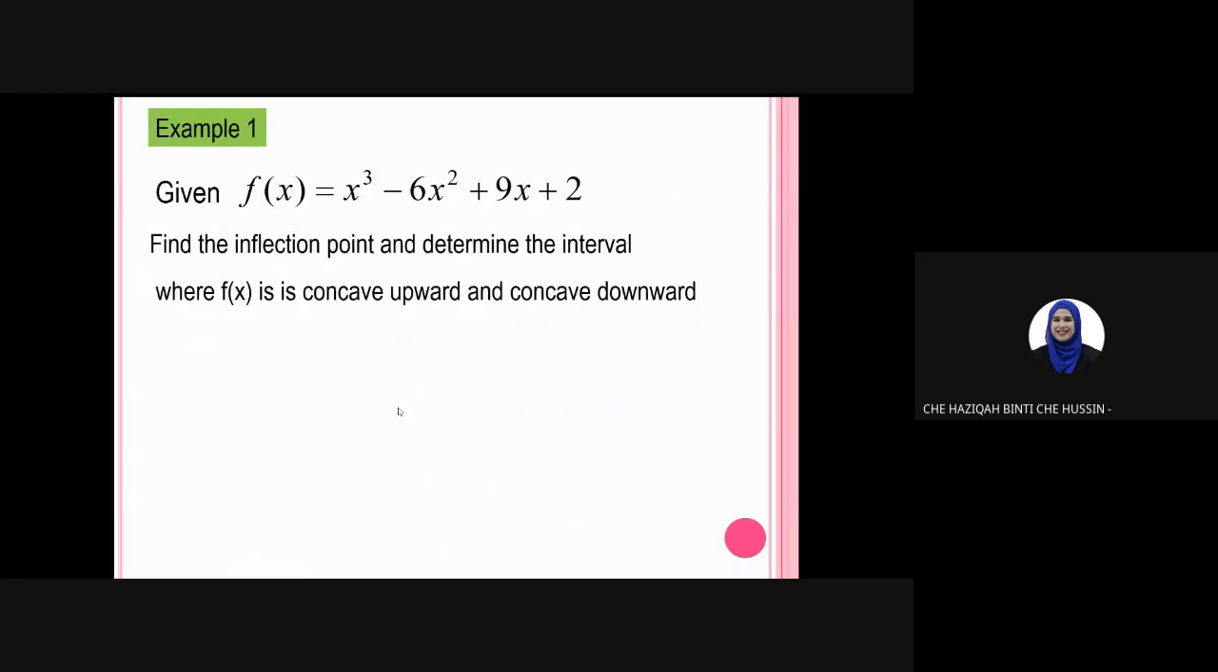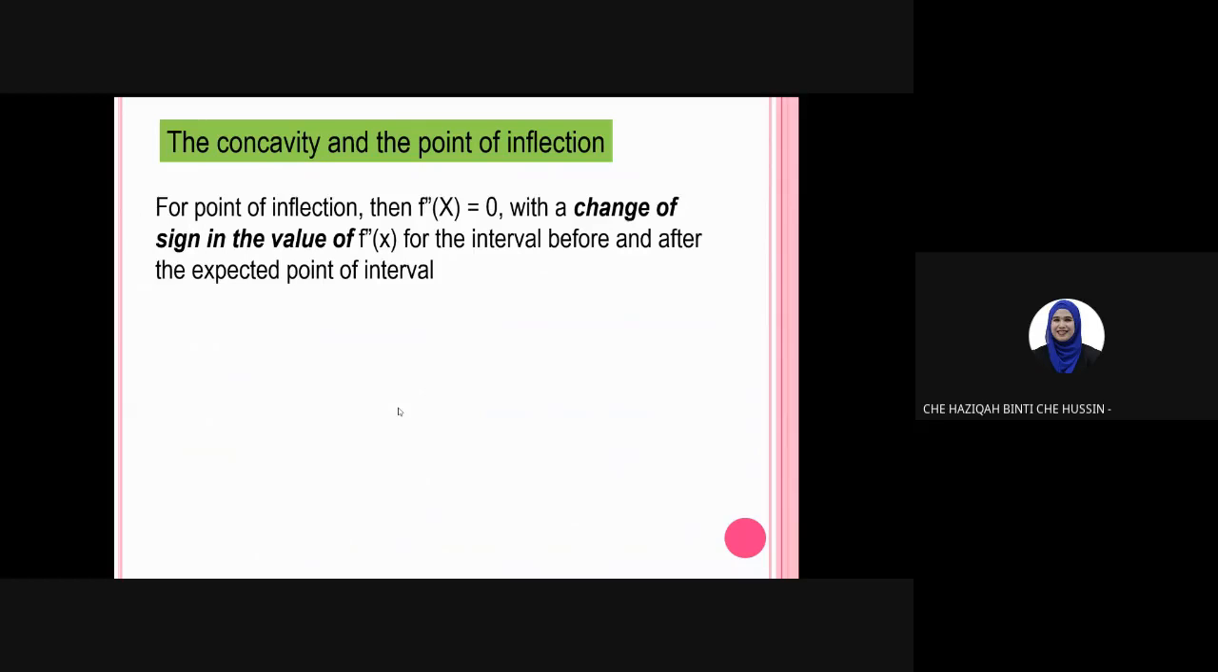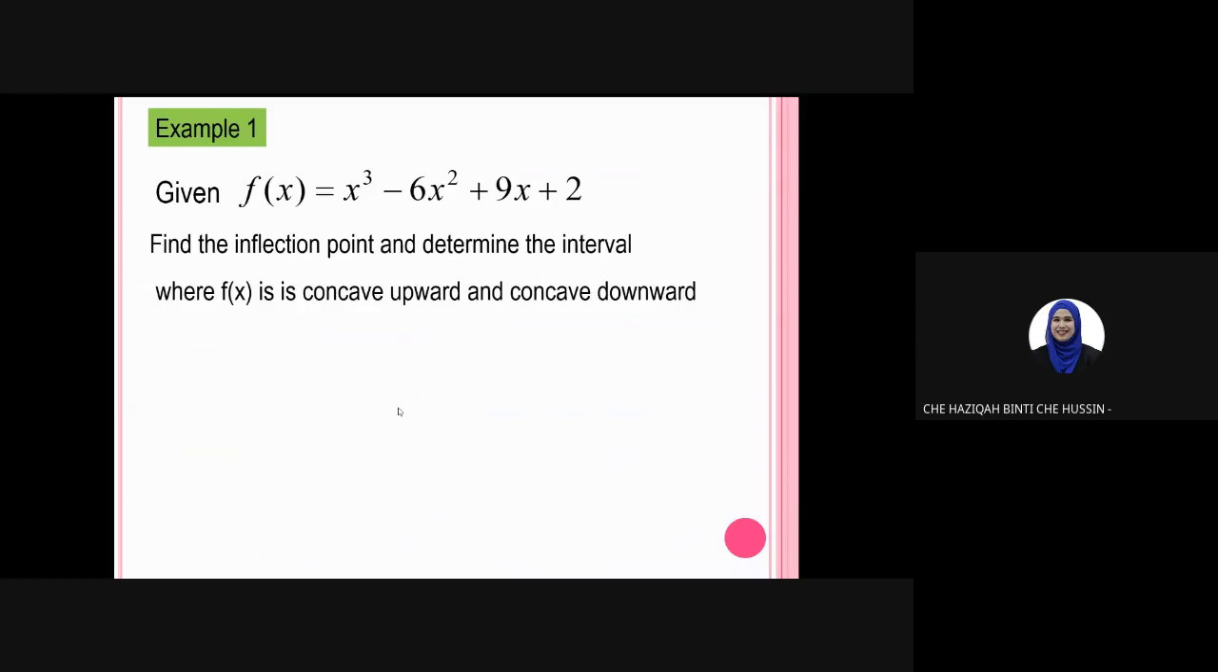The concavity and the point of inflection. For a point of inflection, f''(x) equals 0 with a change of sign in the value of f''(x) for the interval before and after the expected point of inflection. Means we look at example 1 here. Find the inflection point and determine the interval where f(x) is concave upward and concave downward.